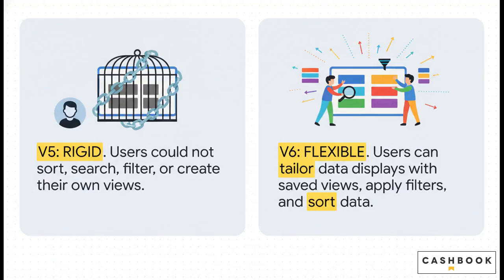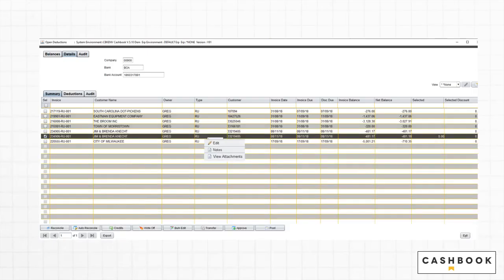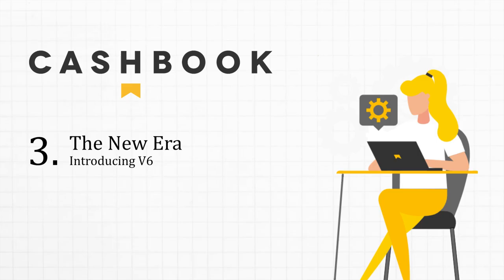And this slide really says it all when it comes to the day-to-day experience. With V5, things were just rigid. You got what you got, and that was it. But V6, it's a whole different ballgame. It's all about putting you in the driver's seat and giving you total flexibility. Here is a reminder of how V5 looks. Pretty dated, right?